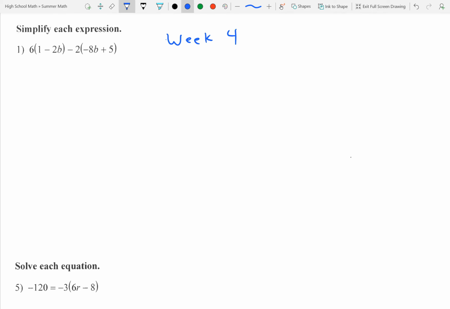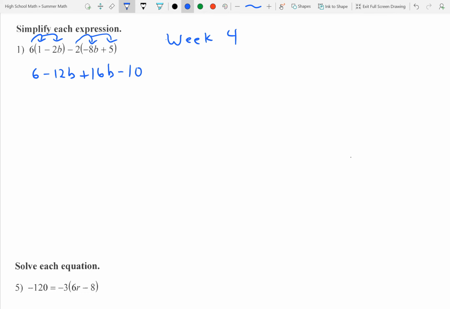Simplify each expression. We'll begin by distributing 6 times both terms in this parentheses. 6 times 1 will be 6. 6 times minus 2b will be a minus 12b. Then distributing minus 2 times both of these terms. Minus 2 times minus 8b will be a plus 16b. Minus 2 times plus 5 will be a minus 10.